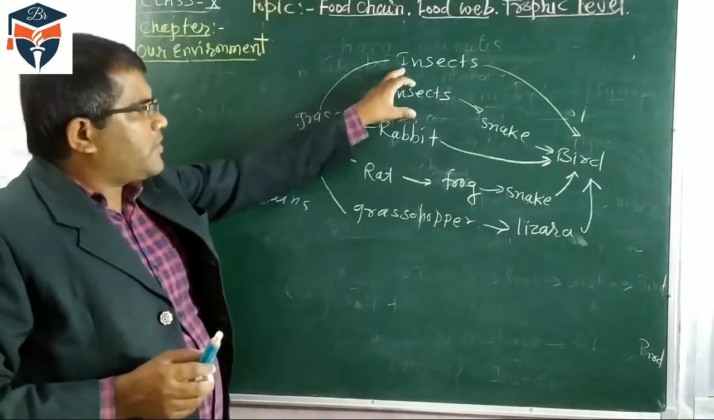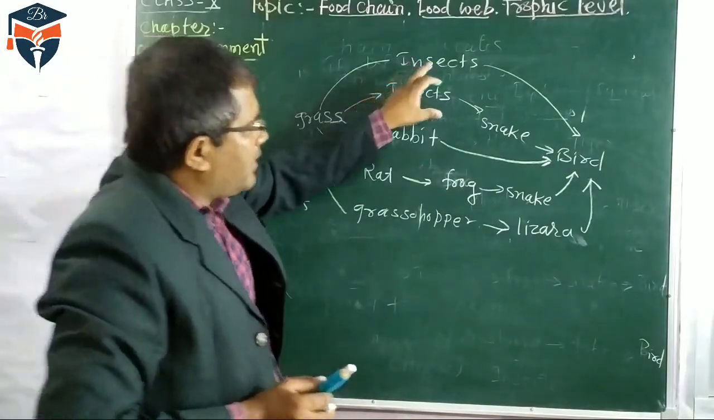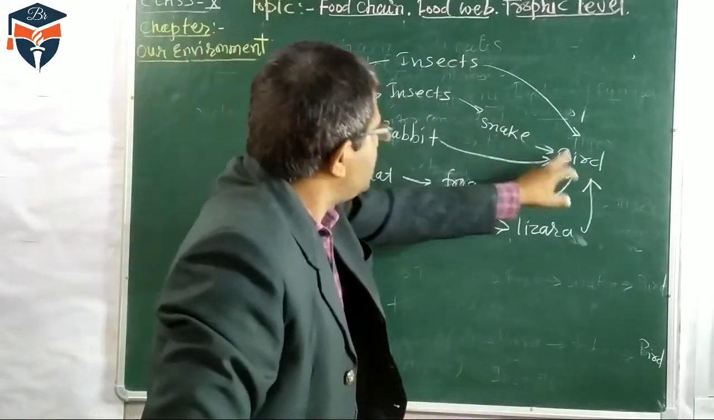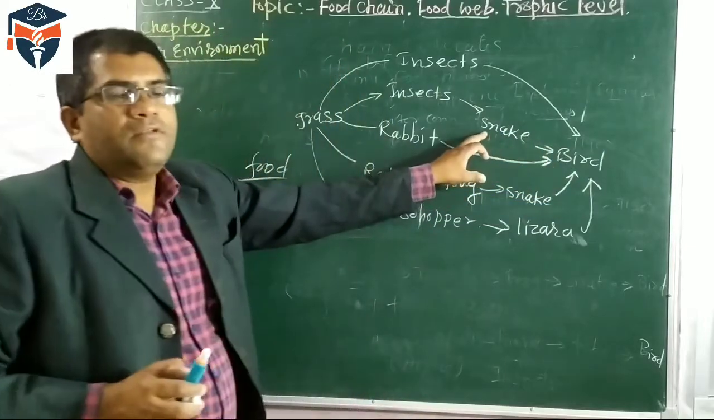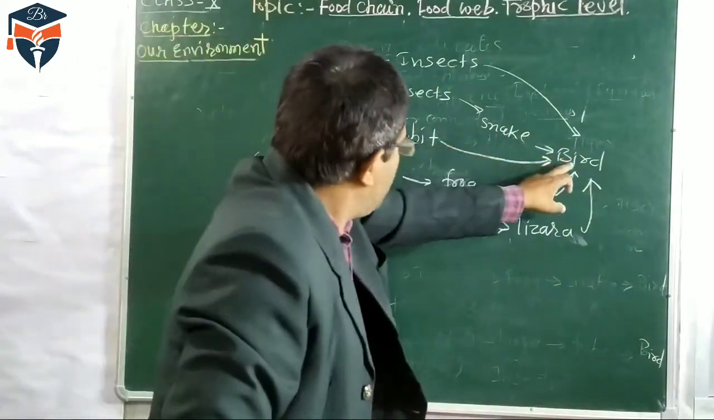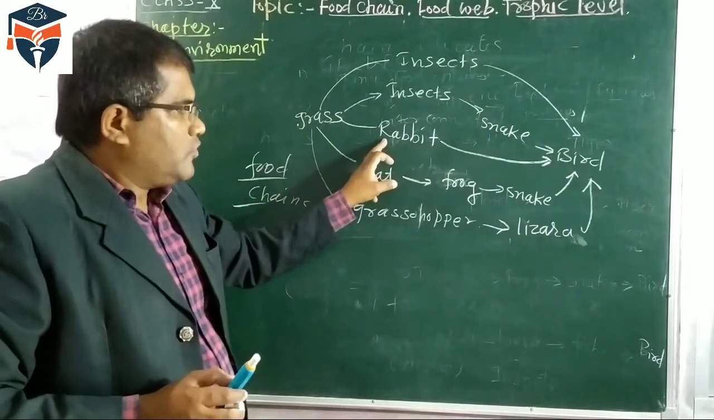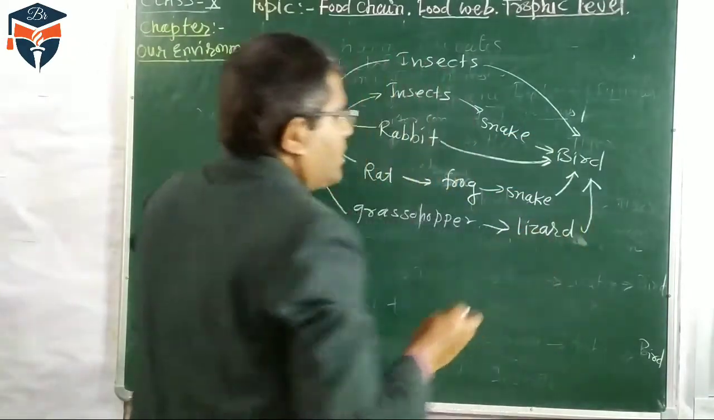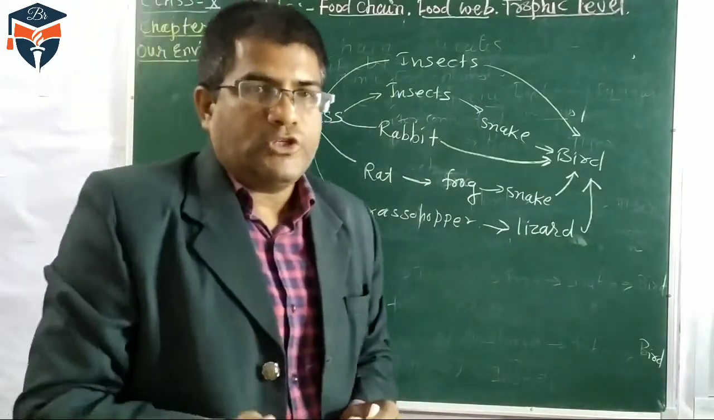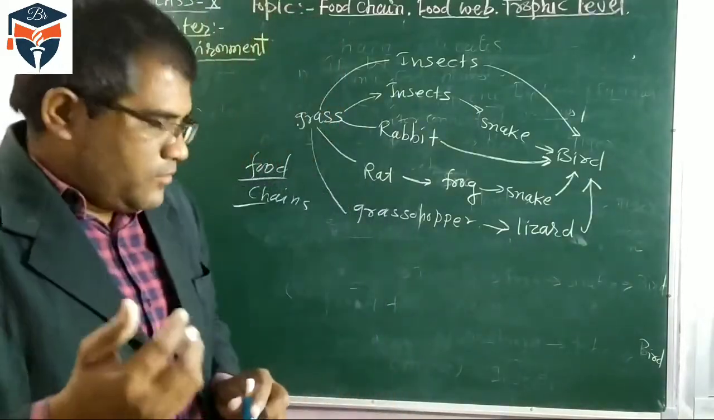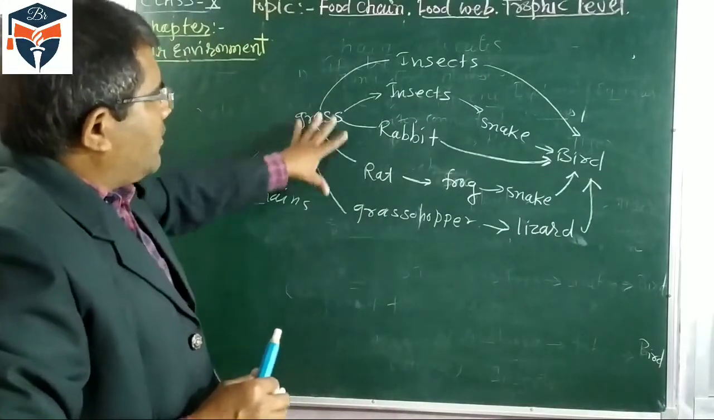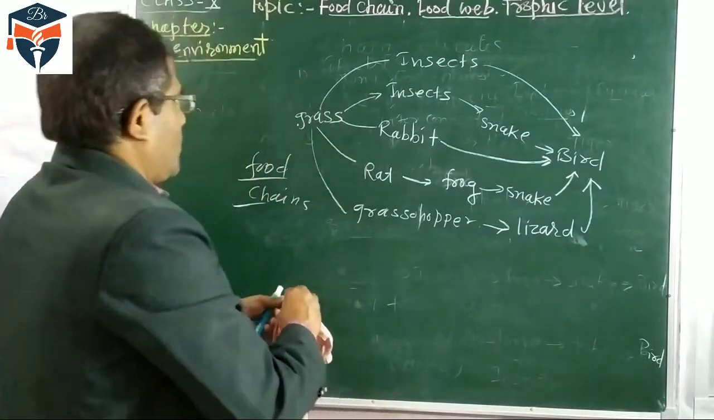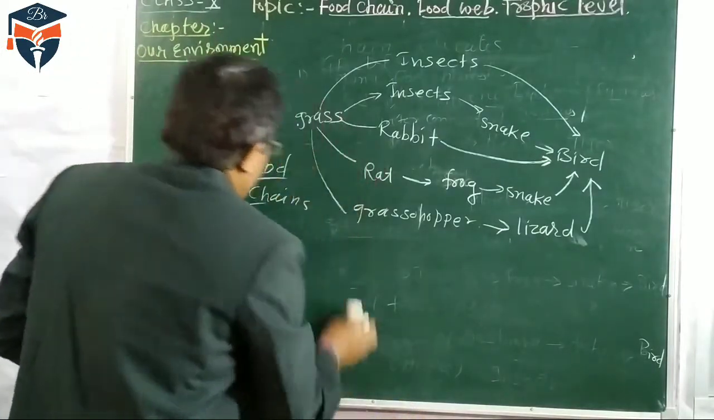Suppose grasses are fed by the insect, and that insects are fed by the bird. If insects are not available, the birds can feed on the snake also. The birds can feed on the rabbits also. Birds can feed on the lizard also. So there are many alternative sources of food in the case of the food web. So this is about the food web. It means interconnection of the food chains.